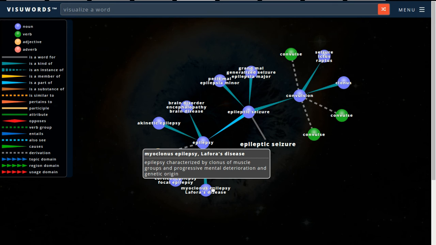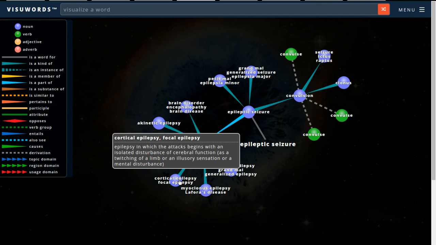Cortical or focal epilepsy is an epileptic attack that begins with an isolated disturbance of cerebral function. An example would be the twitching of a limb.